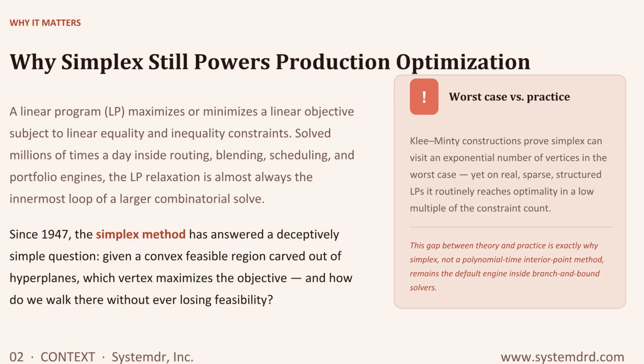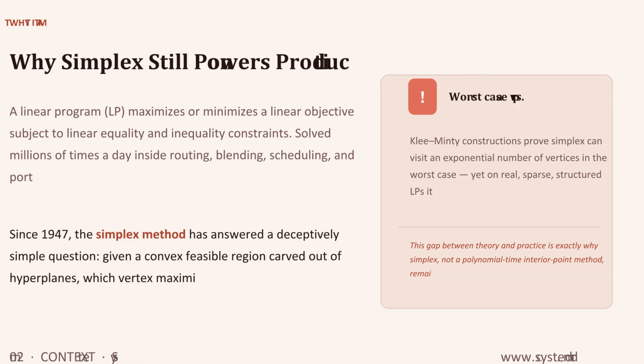Here's the tension worth flagging up front. Klee-Minty constructions prove that in the worst case, Simplex can visit an exponential number of vertices. And yet on real, sparse, structured LPs, it routinely reaches optimality in a low multiple of the constraint count. That gap between theory and practice is exactly why Simplex, not a polynomial time interior point method, remains the default engine inside branch and bound solvers. Keep that tension in mind. We'll come back to it.